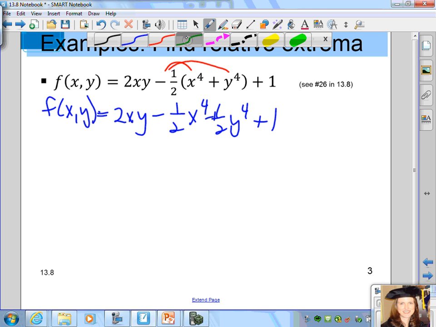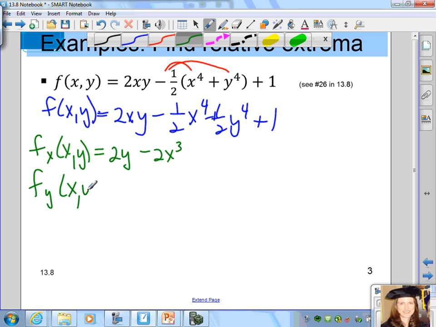To find the critical points, we want to find where the partials with respect to x and y are both 0 at the same time. So we take the partial with respect to x. We treat x as a variable and y as a constant. That derivative is 2y minus 2x to the third. We also want to take the partial derivative with respect to y, treating y as a variable and x as a constant, to get 2x minus 2y to the third. We want to find out where those are both equal to 0 at the same time.